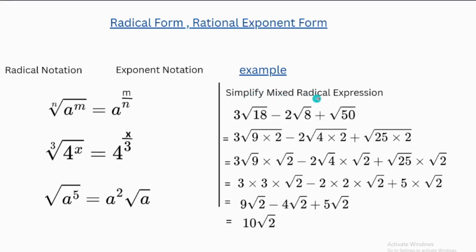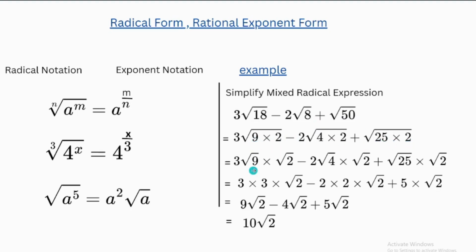Example, simplifying a mixed radical expression. We have here 3 root 18 minus 2 root 8 plus root 50. Of course, there are different radicals, so we can't add or subtract yet. We will factor: 18 is equal to 9 times 2, 8 is equal to 4 times 2, and 50 is 25 times 2.